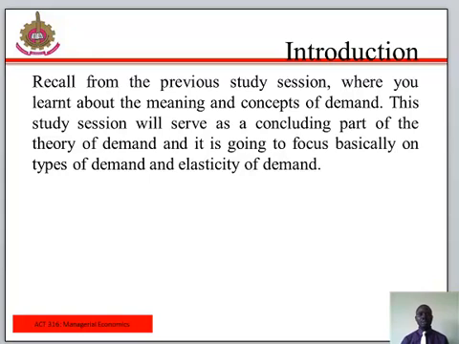Introduction. Recall from the previous study session where you learned about the meaning and concept of demand. This study session will serve as a concluding part of the theory of demand and is going to focus basically on types of demand and elasticity of demand. Elasticity of demand is the degree of responsiveness of quantity demanded to any change in price. In this study session, you will be introduced to the various types of demand. You will also learn about the elasticity of demand and its various types.